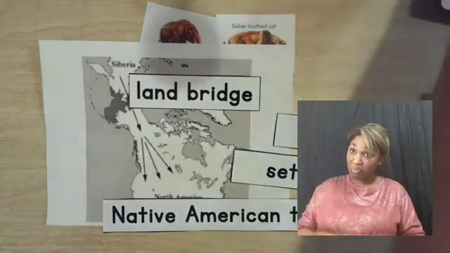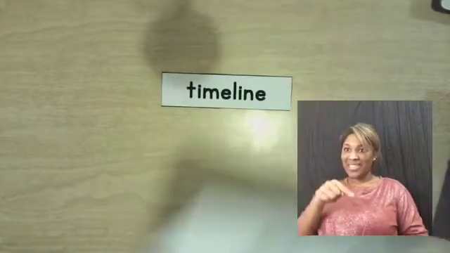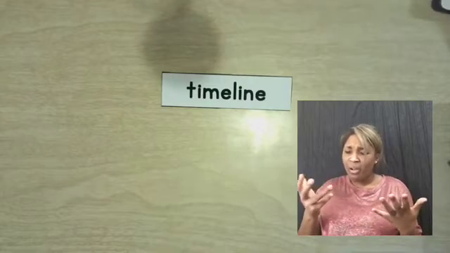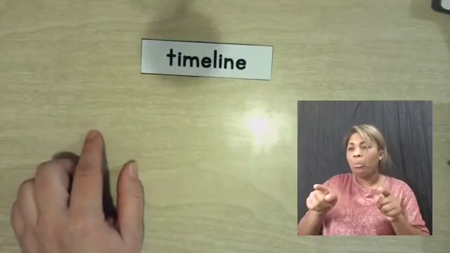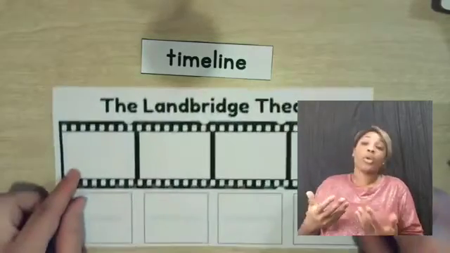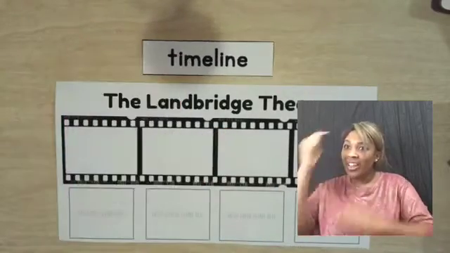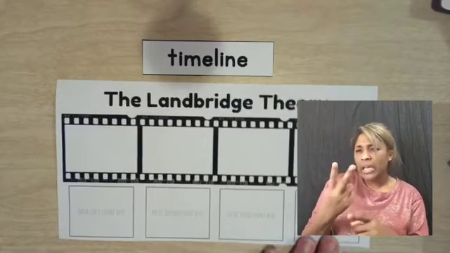Now, we're going to make something called a timeline. This is an activity that we're going to do together, and it's a timeline. A timeline marks when things happened. We can plot it, we can mark when something started to happen, and then when it finished. So right now we're going to think about the land bridge theory. I'm going to make a timeline. What happened first, second, third, and fourth?